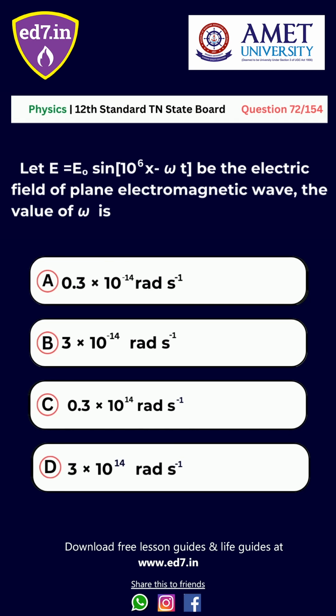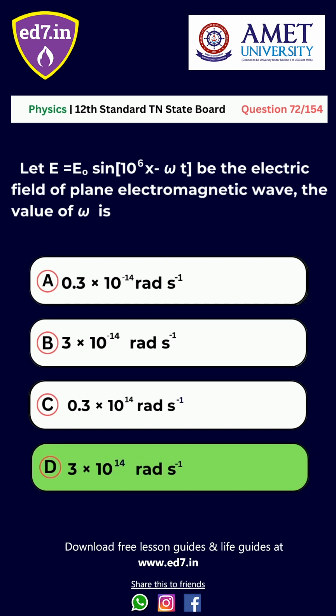Question number 72. Let E equal to E naught sine of (10 power 6 x minus omega t) be the electric field of a plane electromagnetic wave. The value of omega is: option A, 0.3 into 10 power minus 14 rad s power minus 1; B, 3 into 10 power minus 14 rad s power minus 1; C, 0.3 into 10 power 14 rad s power minus 1; D, 3 into 10 power 14 rad s power minus 1. The right answer is option D.